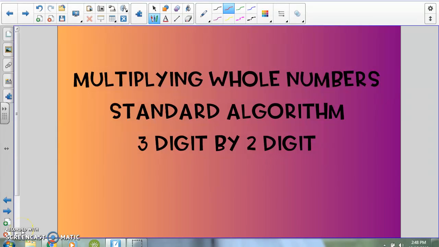Alright, today we are multiplying 3-digit by 2-digit whole numbers using the standard algorithm. Make sure you write the title at the top of the page and today's date.